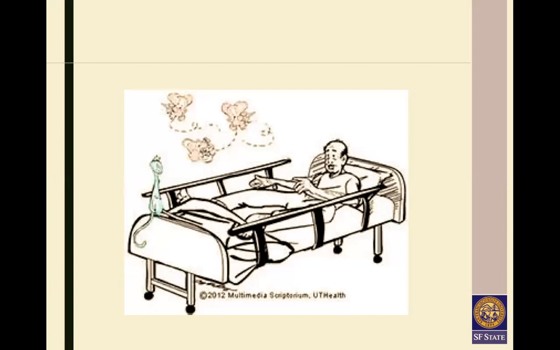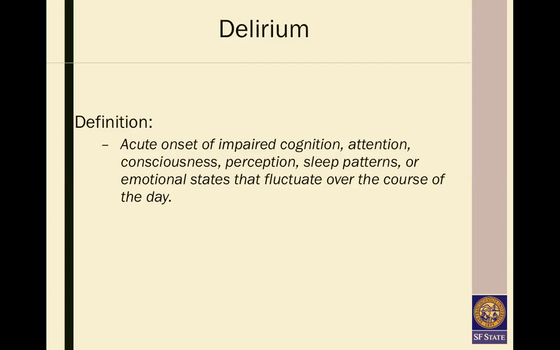So delirium, obviously, this picture depicts a patient who sees a cat at the end of his bed. We typically do not allow cats in the hospital, so he's seeing a hallucination. Delirium is an acute onset of impaired cognition, attention, consciousness, perception, sleep patterns, or emotional states that fluctuate over the course of the day. A patient can be delirious in the morning, and in the afternoon their delirium clears up, and the next morning their delirium comes back. So a patient can be delirious and have moments of clarity, but we would still consider them delirious. You have probably heard of sundowning syndrome in our elderly adults, who in the evenings as the sun goes down become delirious.